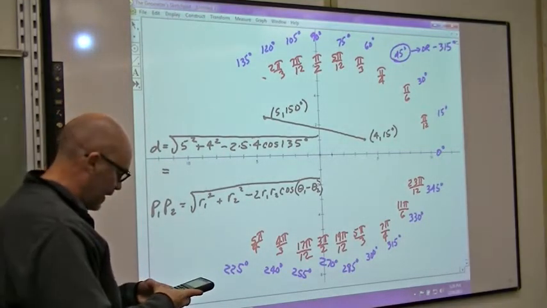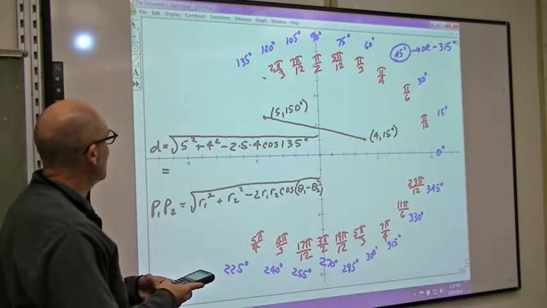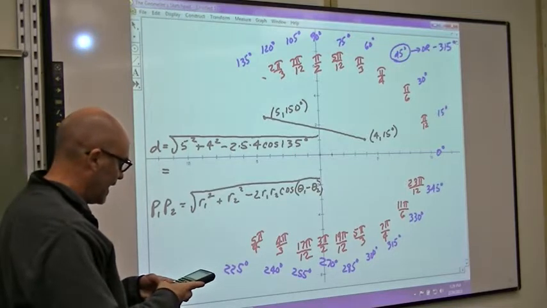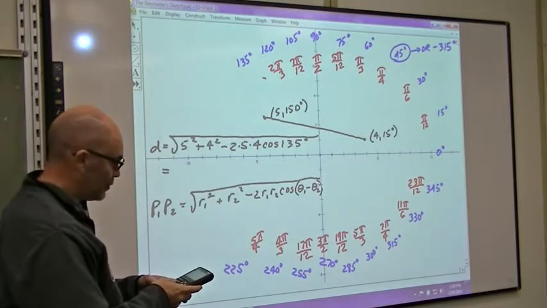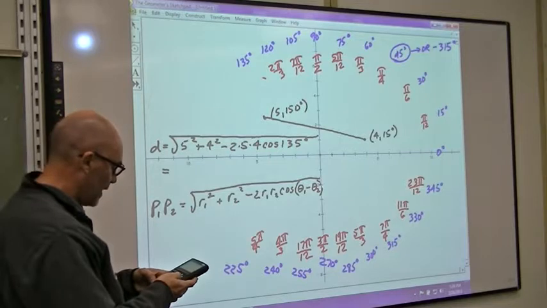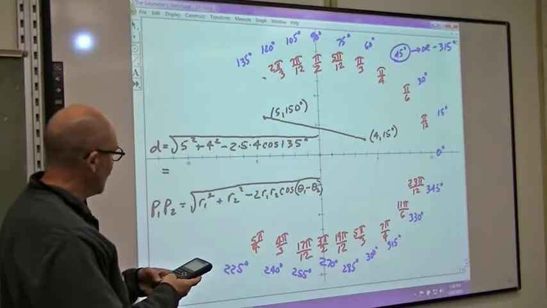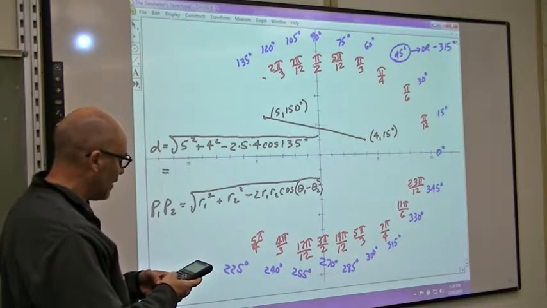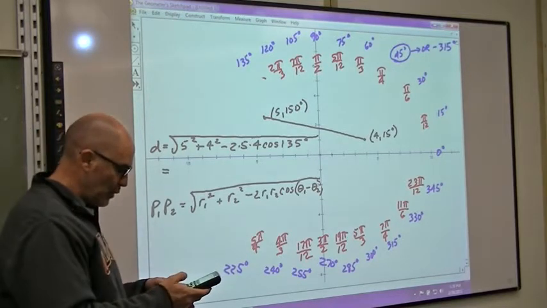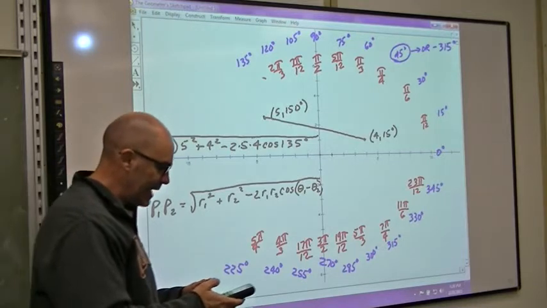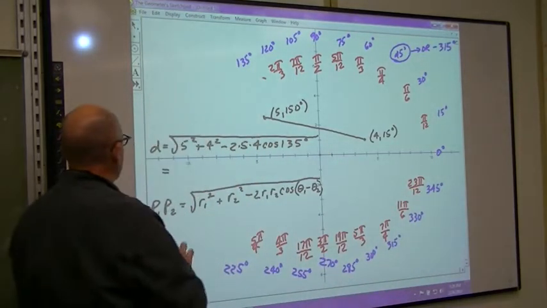So we've got 25 plus 16 minus 2 times 5 times 4, which is 40. So 40, enter 135, cosine, make sure you're in degrees, it should come out negative 0.707. Multiply that. Now notice we're subtracting a negative, so that ends up adding, so it ends up being 69.284 inside the square root, and when I take the square root of the whole thing, it ends up being 8.3237. 8.32 is the distance.